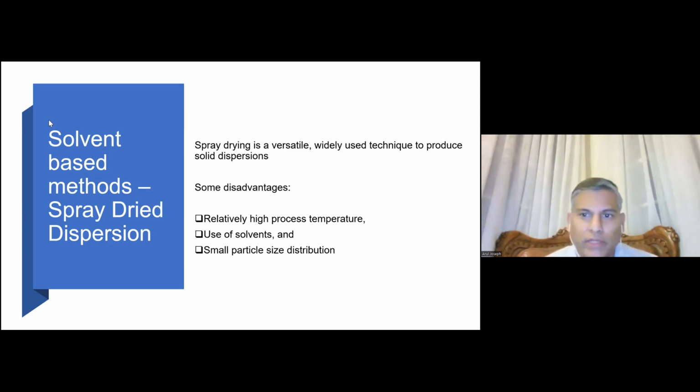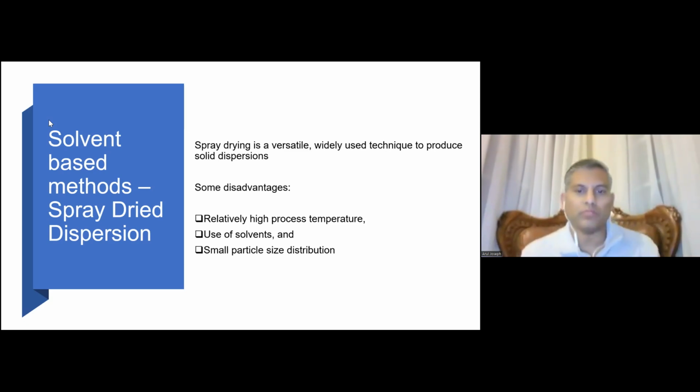Spray drying is a versatile, widely used technique to make solid dispersions. Some of the disadvantages of spray drying are a relatively high process temperature, the need to use solvents, and a small particle size distribution. For most needs that you have for a drug molecule, this might fit. But when your drug molecule is sensitive to high temperature or to the use of solvents, then spray dried dispersion may not be the ideal option. Then you might want to try other techniques, such as some of the other techniques that we talk about. And I would like you to consider spray congealing, at the very end, as a very good option to try as well.